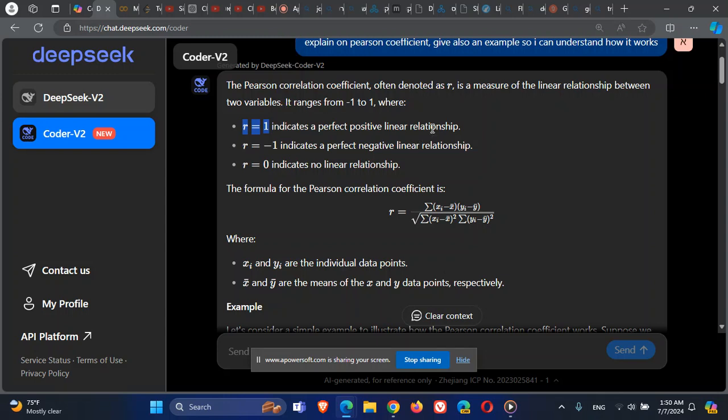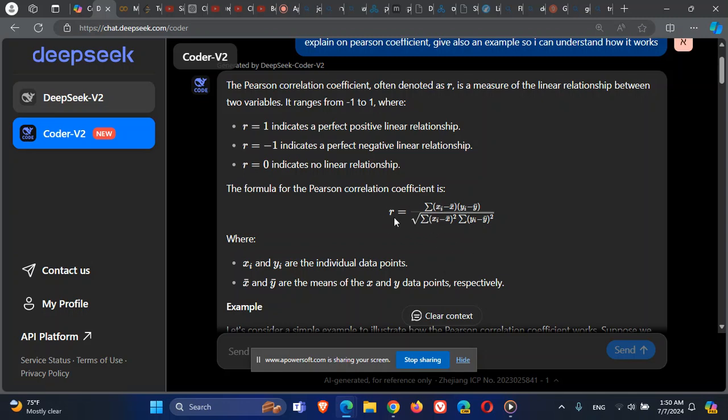When one gets bigger, the other gets bigger as well. R equals -1 indicates a negative linear relationship. When one gets bigger, the other gets smaller, and R equals 0 indicates there is no relationship. The formula for the Pearson coefficient of correlation is this.